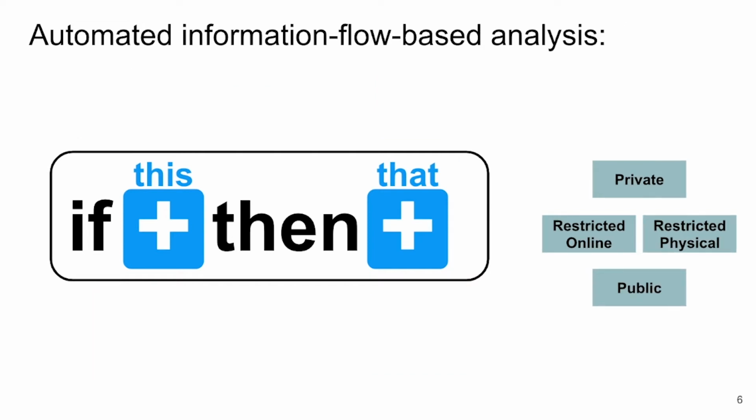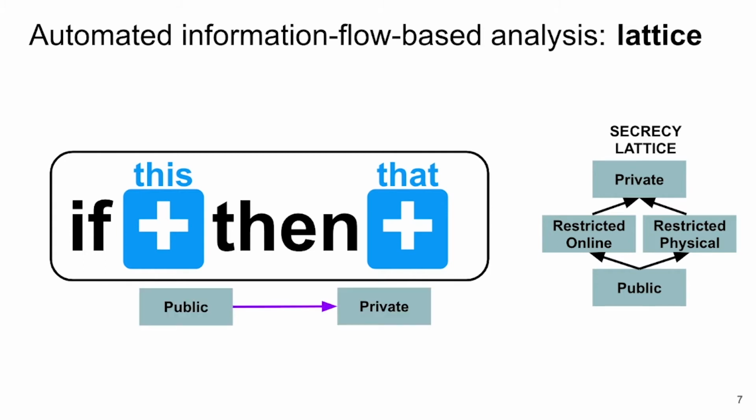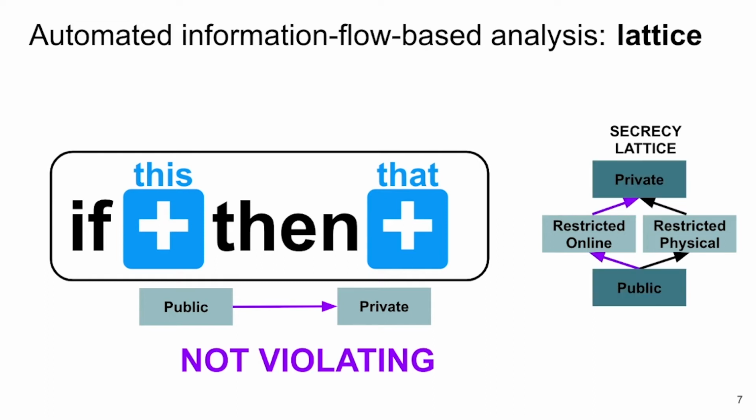The next step is to encode relationships between these labels. We do so by essentially turning these labels into a directed graph, which we call a lattice, where the arrows show safe directions of information flow from triggers to actions. A rule with a public trigger and a private action is safe. This is because the public trigger means there's no secret information implied by the trigger, and the private action means that the rule won't result in information being shared with anyone anyway. The existence of forward-pointing arrows from public to private conveys this relationship.